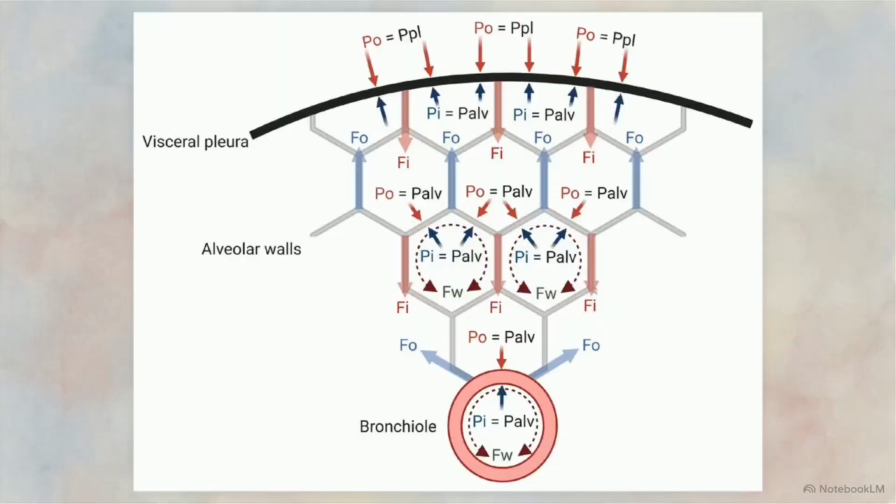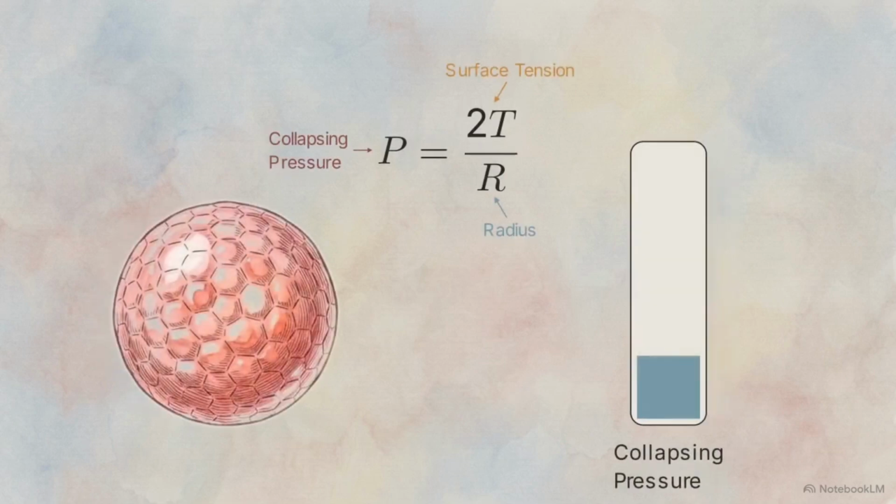Lung expansion requires an equilibrium of forces. Outward expansion relies on internal alveolar pressure, PI, and tethering stress, FO, pulling airways open. Opposing this are collapsing forces, external pleural pressure, inward tissue tethering, FI, and radially inward surface tension, marked by green arrows. The Young-Laplace equation dictates pressure equals surface tension divided by radius.